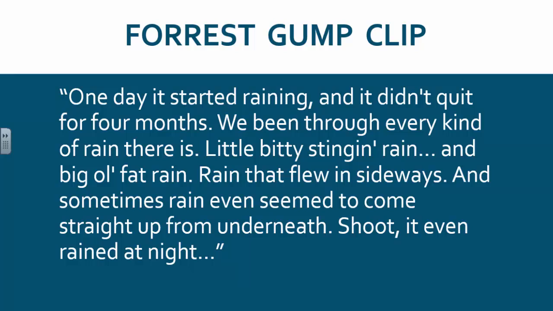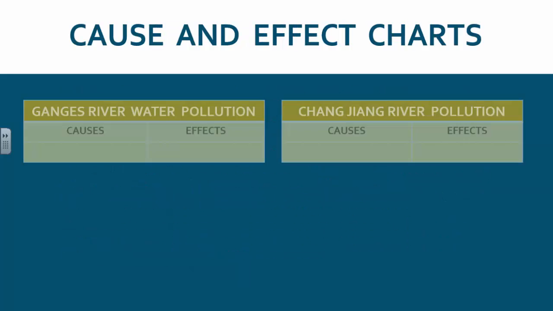Many of them have heard this clip about the rain and the different types of rain that they have encountered. What's fun is to actually have students try to read this clip as if they were Forrest Gump. Many of them can do very good impressions. But it also brings up the idea of why there might be flooding in some of these areas based on the wet and the dry season with the monsoons.